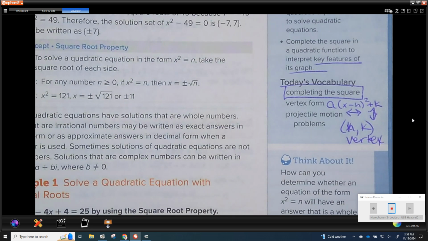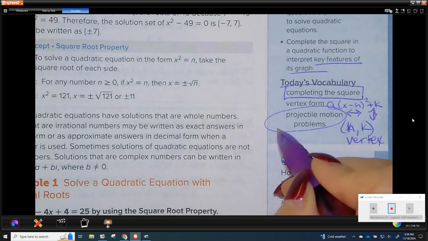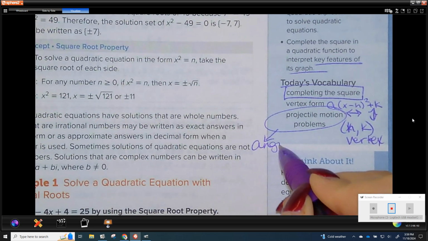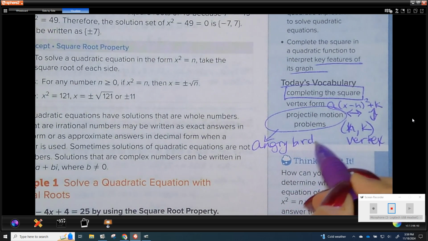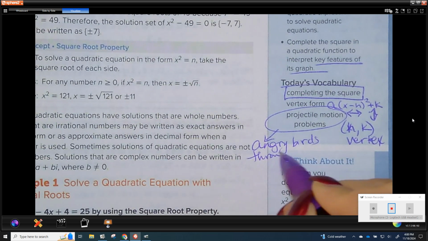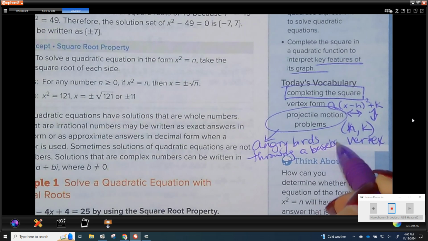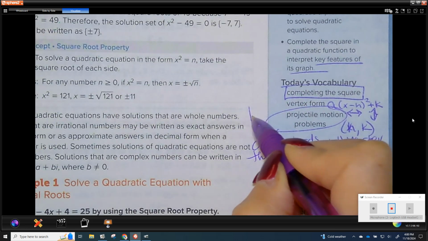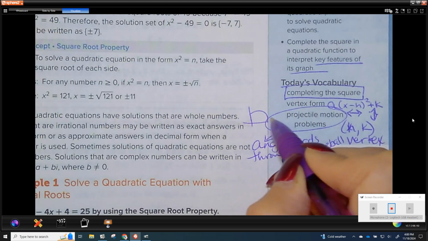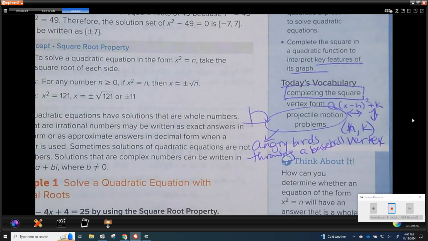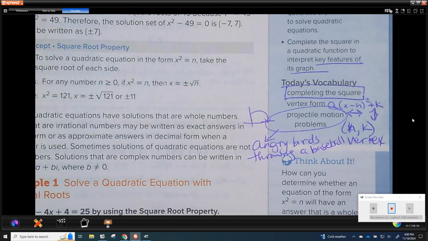Also, we're going to talk about projectile motion problems, which would be like Angry Birds, like throwing a baseball, a diver on the high dive, anything that you're going to start and go down and then land on the ground. Never go below zero on those.